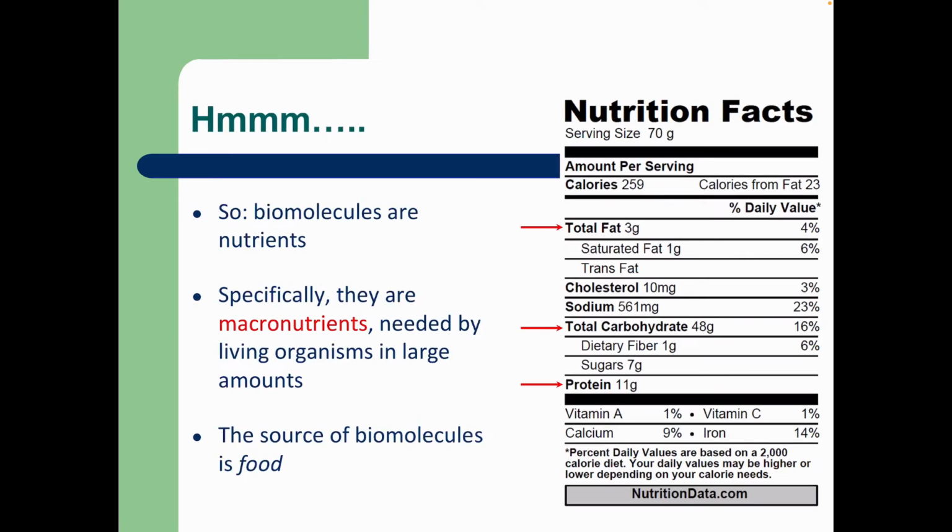So again, as I mentioned, nutrition facts. Biomolecules are nutrients, and specifically, they are macronutrients needed by living organisms in large amounts. They are the source of biomolecules in food. So again, here are our proteins, which are vital to so many functions. We have our carbohydrates, which are our primary energy source, as well as fat, which is used in energy and also other processes as well. Again, here we see some vitamins as well.